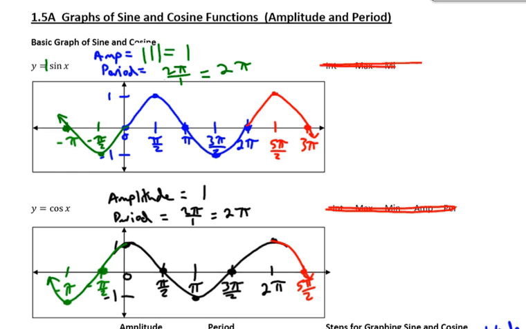I want to look at the sine graph in the blue and the cosine graph in the black. Make sure that you understand how those things happen and where they come from. Because in this chapter, or this section of the chapter, we're going to be graphing these, and you need to have a great understanding of how these graphs work before we start moving them around.